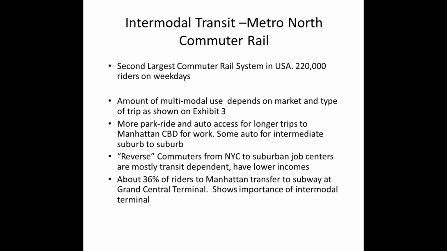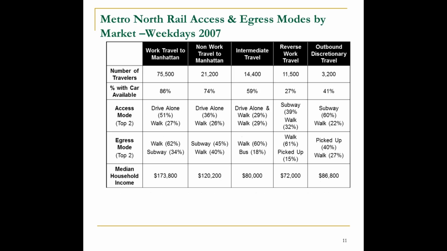And here, the amount of multimodal usage depends on the market and type of trip, as I'll show shortly. There's more park and ride and auto access for longer trips to the Manhattan CBD, but for intermediate and reverse commuters, these are people commuting from the city out to suburban job centers. These people are more transit dependent, have lower incomes, and don't use drive access. And about the importance of transfer in Manhattan, you've heard of Grand Central Terminal, about 36% of those riders who come in transfer to the subway there.